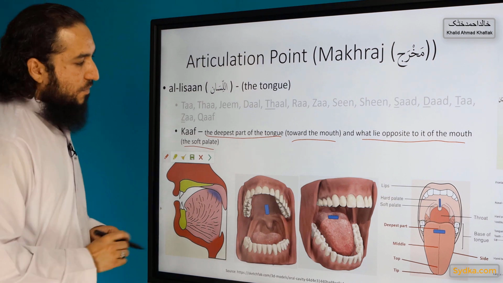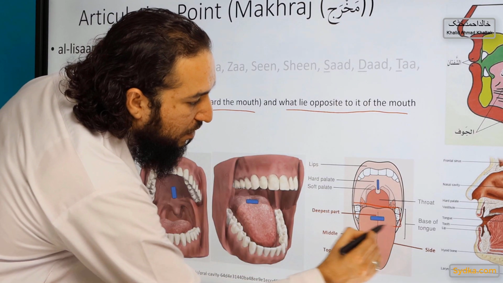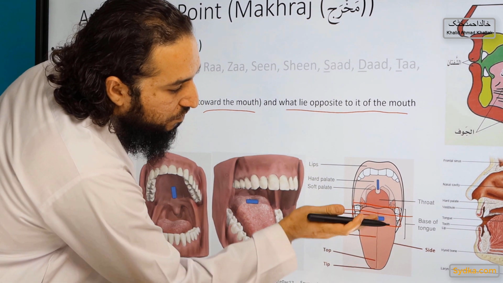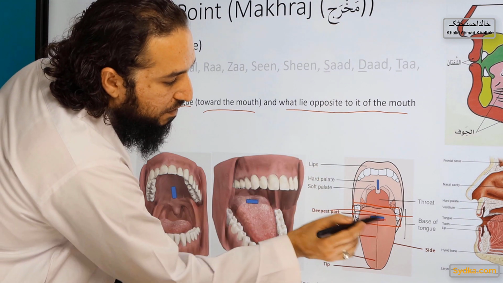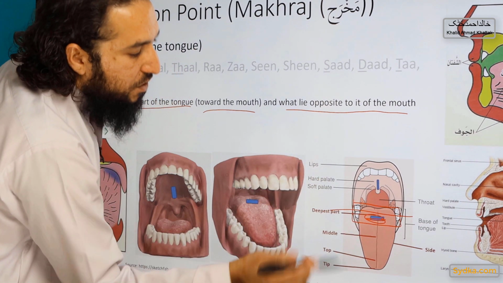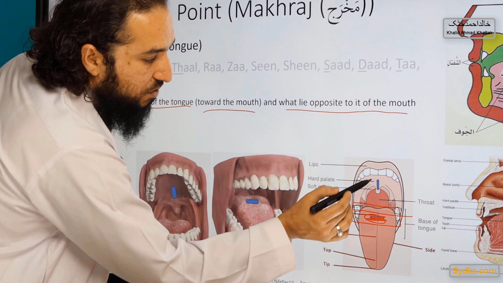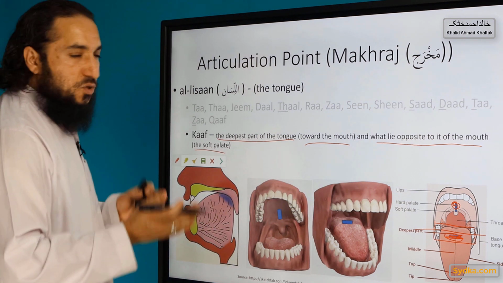Okay, so the deepest part of the tongue, if we divide this into two, this side is towards the throat and this side is towards the mouth or towards the teeth. So we will be using this side, and this is going to touch what is opposite to it of the roof of the mouth, which is the soft palate but towards the hard palate.